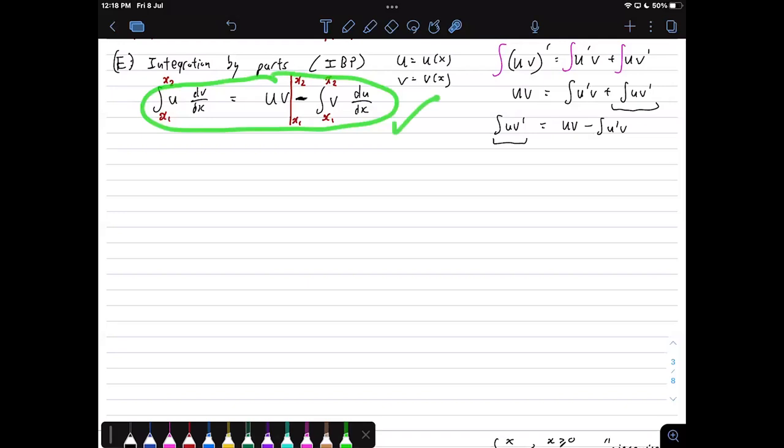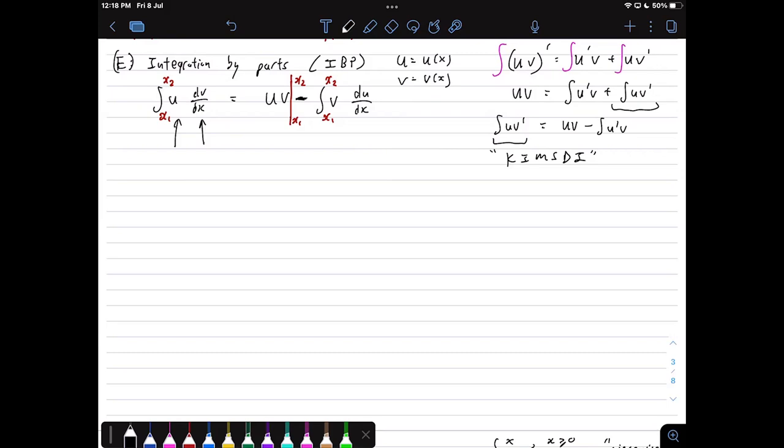But this formula is a bit complicated. I don't like it, so I like to come up with a mnemonic for it. It's called the KIMSDI rule. Remember KIMSDI? There's a u here, there's a dv here. Here's how we do it. Let me draw some arrows. K-I-M-S-D-I. Keep.